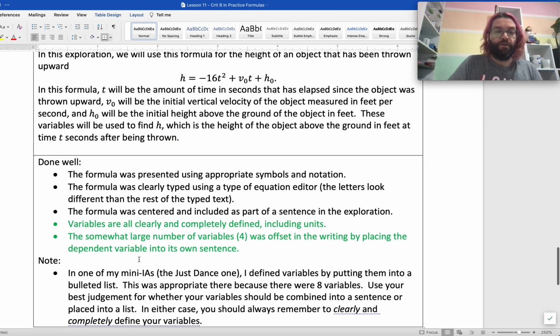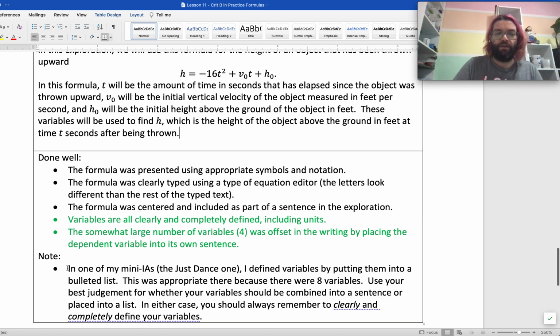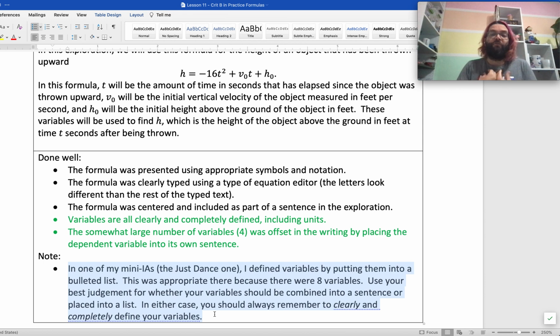As a quick note, I wanted to mention that in one of my mini IAs, the Just Dance one, I defined all the variables by putting them into a bulleted list. I think this was appropriate there because there were 8 variables. Trying to write all 8 of those into a long sentence just would have felt weird. It wouldn't have looked right. You should use your own best judgment for whether your variables should be combined into a sentence or whether they should be placed in a list. In either case, always remember to clearly and completely define your variables.